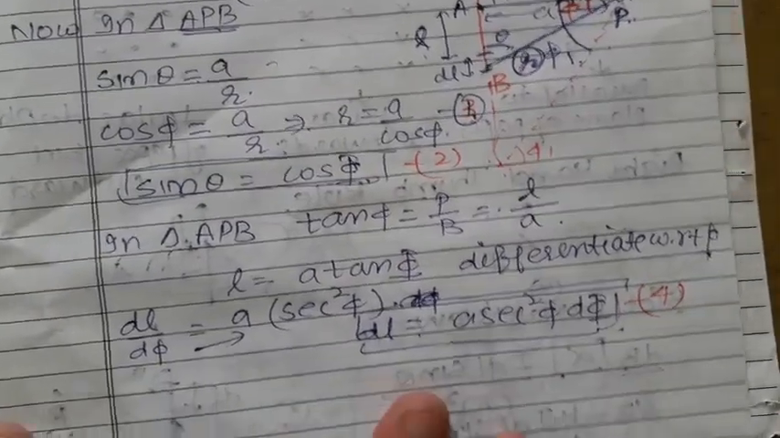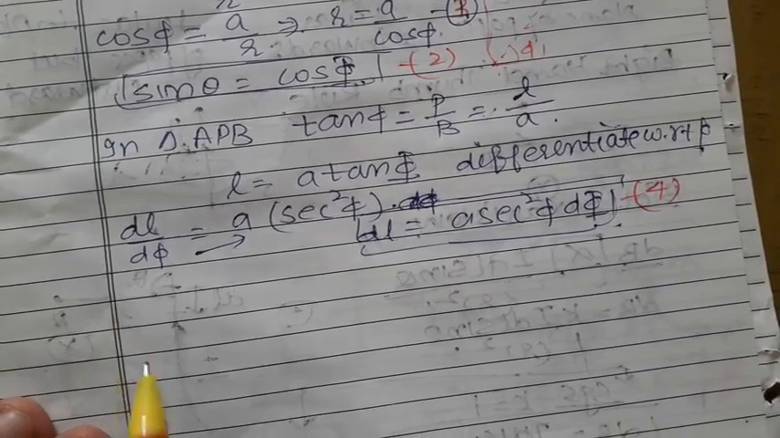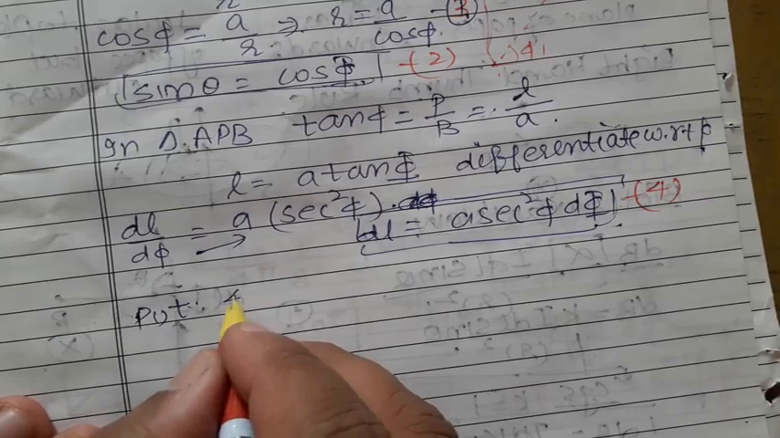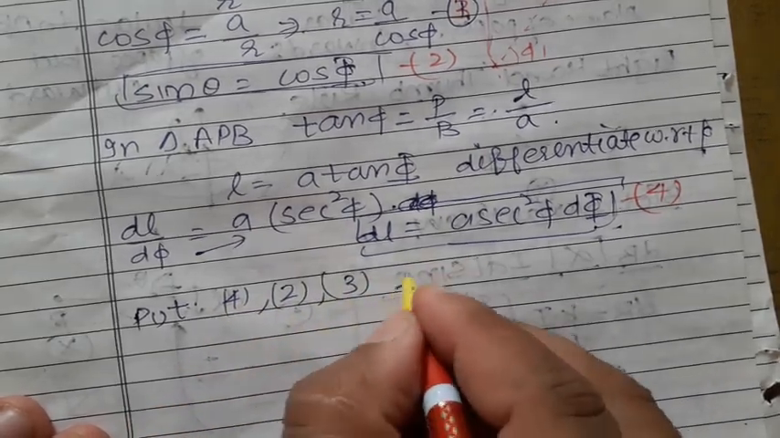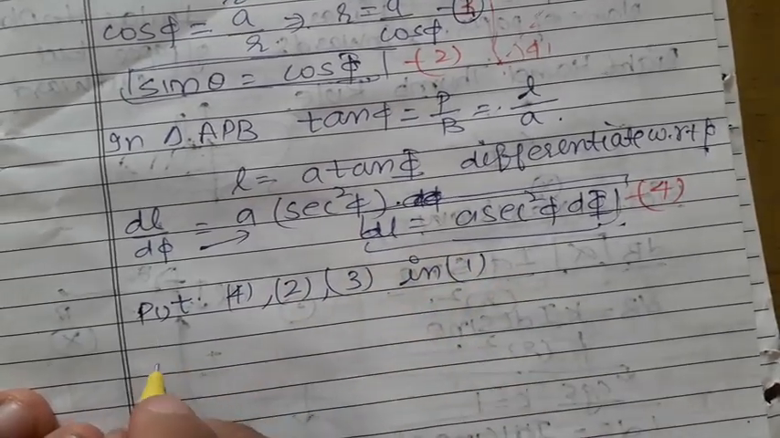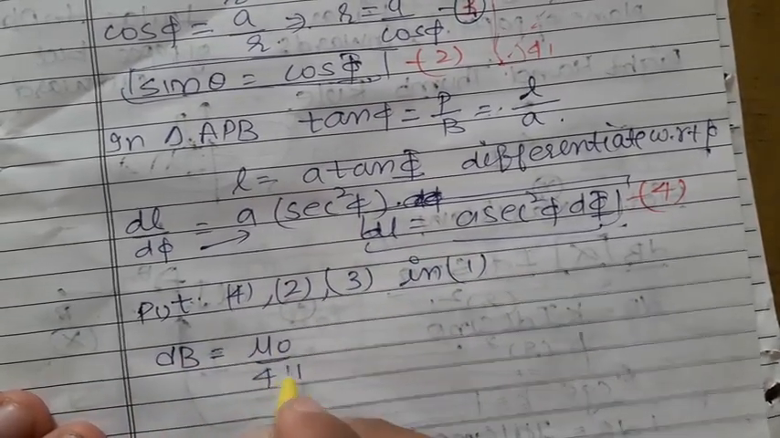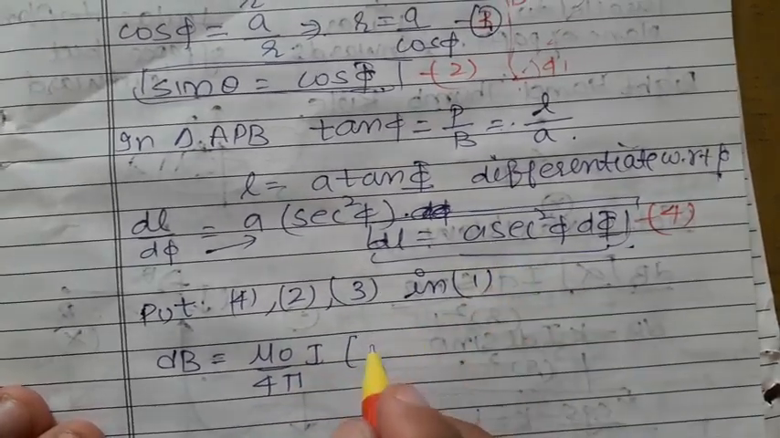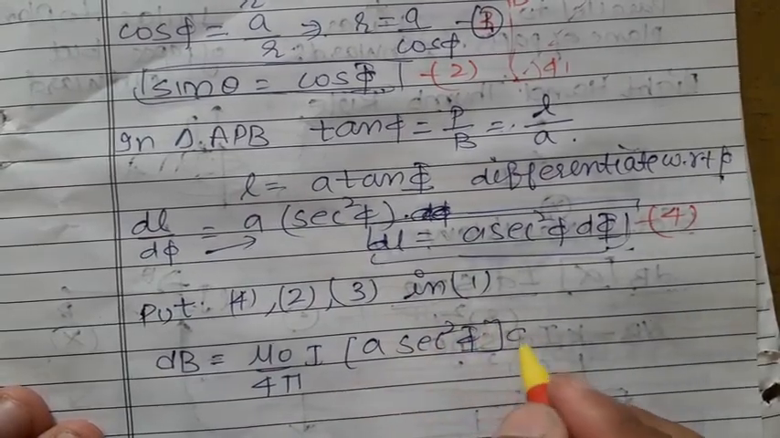1, 2, 3, 4. So let us put all these values. Put 4th, 2nd, 3rd in 1st. What was the first one, children? Check in your copy. Mu naught by 4 pi I into dl. What is the value of dl that I have? The value of dl is a secant square phi into d phi.